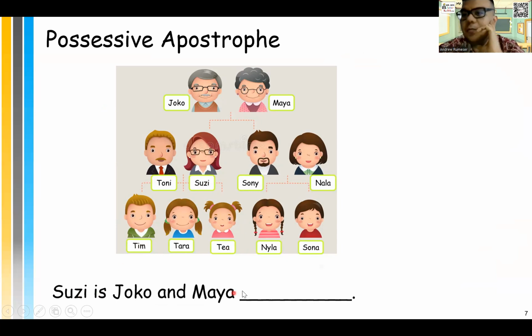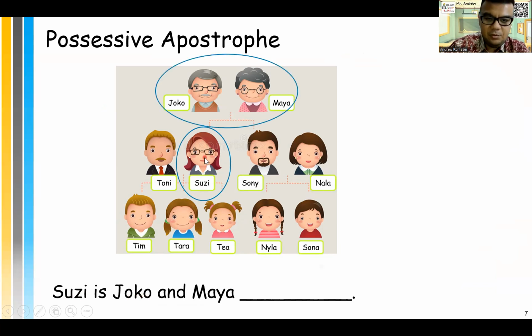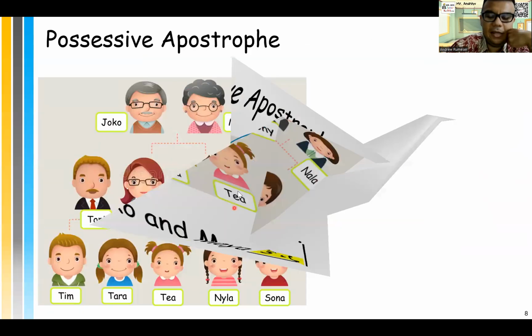Susie is Joko and Maya's what? Okay, let's find Susie, step one. Okay, we found her. And then let's find Joko and Maya. We found them. So, Susie is Joko and Maya's what? Maya's daughter, right? So they are daddy, mommy, and they have a daughter. Mommy, Maya, and daddy Joko. They have a daughter, Susie, and then they have a granddaughter, right? Joko and Maya, grandpa and grandma. They have grandchildren, grandson and granddaughters. Okay, next.